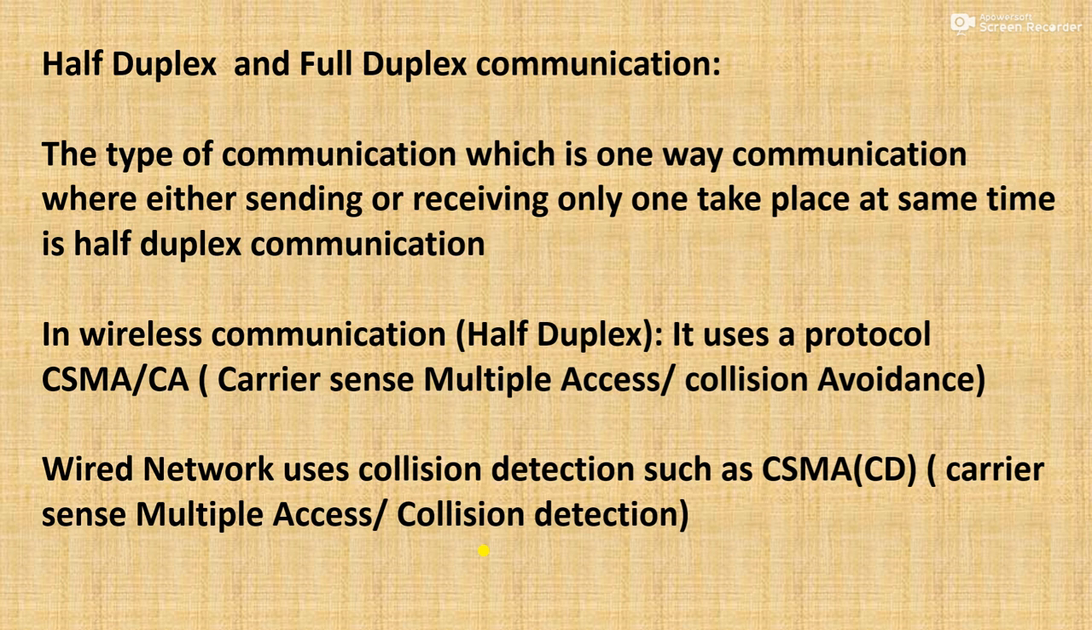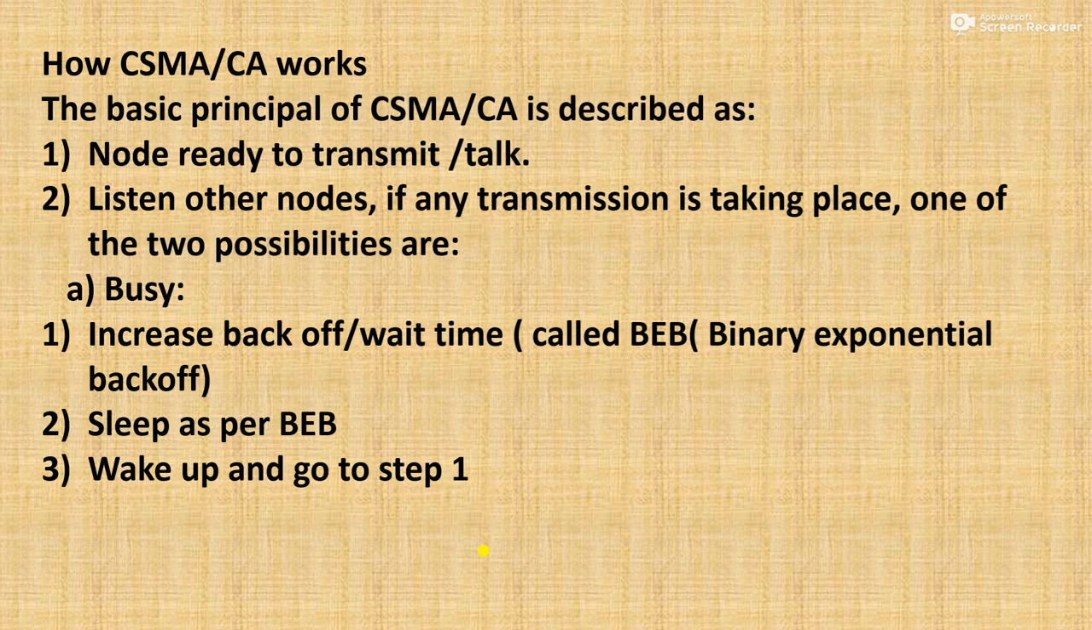अब जो आपका half duplex है वो कौन सा प्रोटोकॉल यूज करता है? It uses a protocol CSMA/CA, that is carrier sense multiple access and collision avoidance. What is this? That we will see later on. आप इसकी अभी फुल फॉर्म याद रखो. Wired network uses collision detection such as CSMA/CD, that is carrier sense multiple access collision detection. तो जो आपका वायर्ड होता है उसमें कोलिजन डिटेक्ट होता है, लेकिन वायरलेस में कोलिजन अवॉइड होता है. Okay, how does CSMA/CA work?